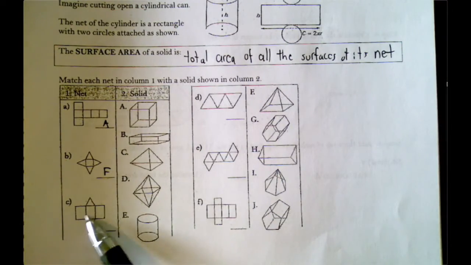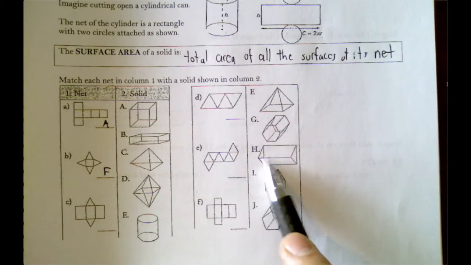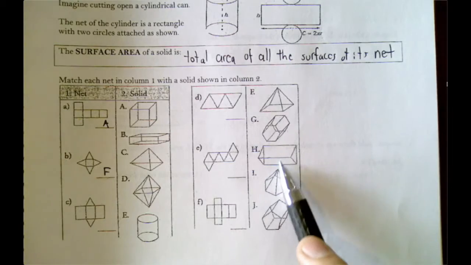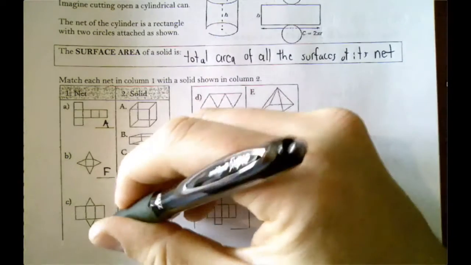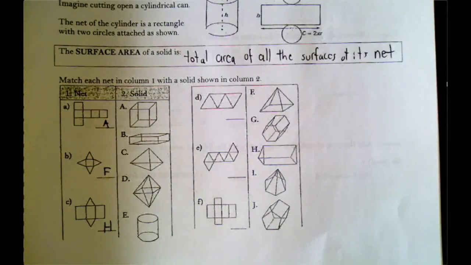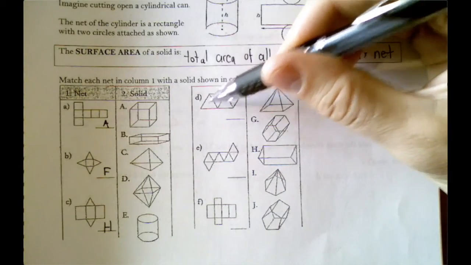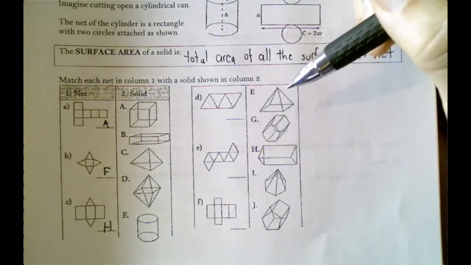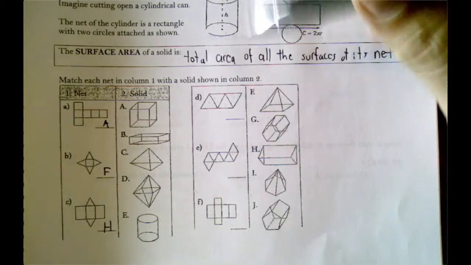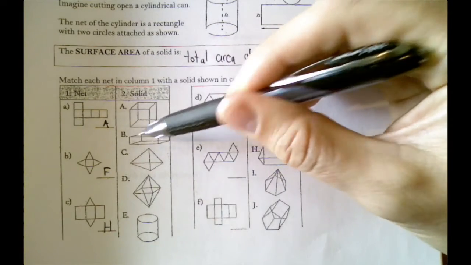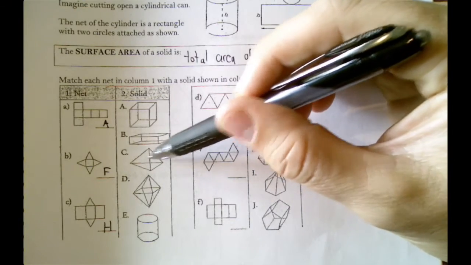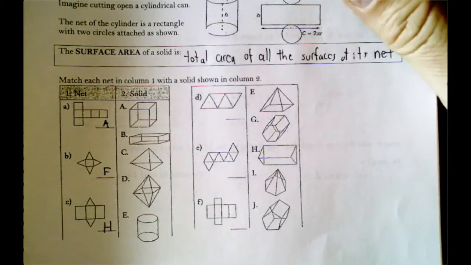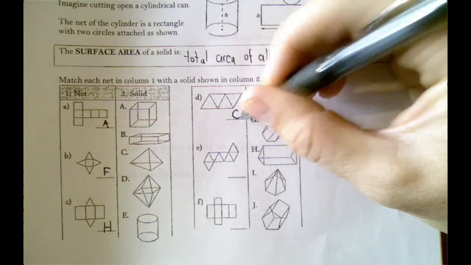C, we have 3 rectangles and 2 triangles. That would be shape H. 2 triangles on the end and 3 rectangles. Left side, right side, and bottom. This one's a little tricky. We have 4 triangles. And if we look, this one just has rectangles, this one's squares and rectangles, this one's got triangles, 3, and then 4 on the bottom. So it's definitely going to be C.